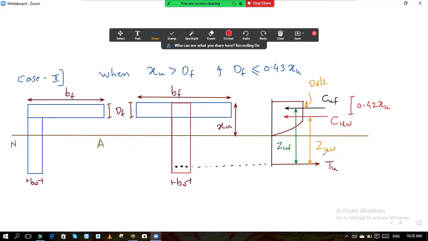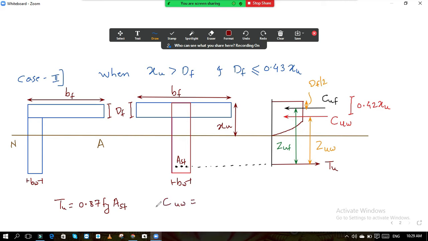Okay, first we will go for TU as it is easy. So if I want to calculate TU, what is the formula for TU? It is the same: force is nothing but stress into area. 0.87 Fy into area of steel, which is AST. If this area of steel is AST, then it will be 0.87 Fy into AST. TU is over. Okay, now next, CUW.